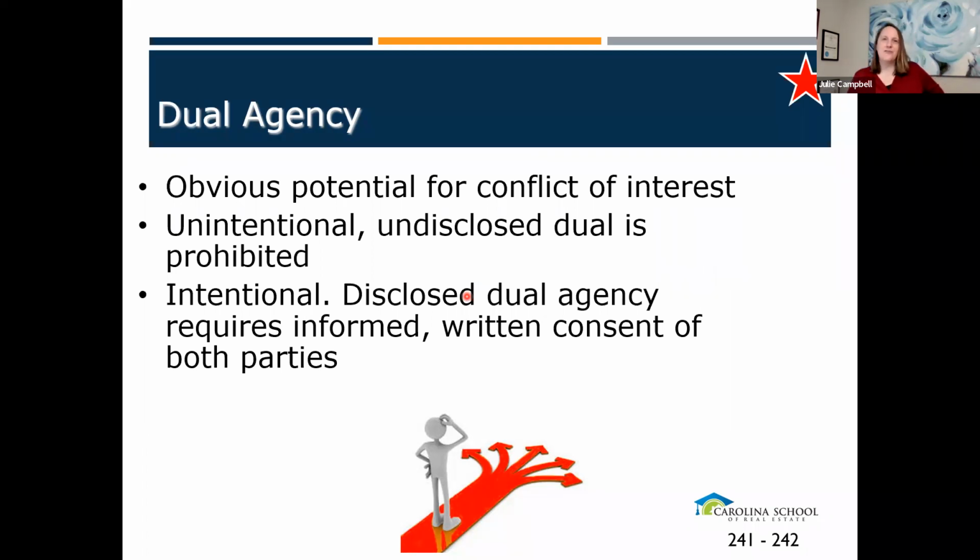Again, the firm has this duty to represent both sides fairly. I can't offer advice. My advocacy goes away once we get into that dual agency relationship. Questions?